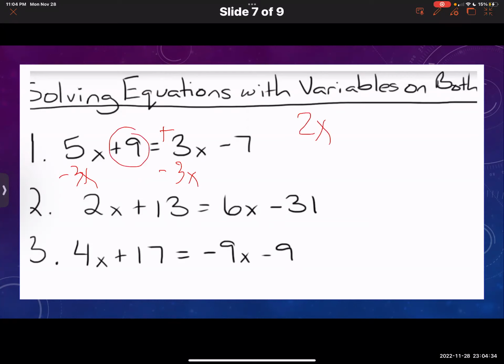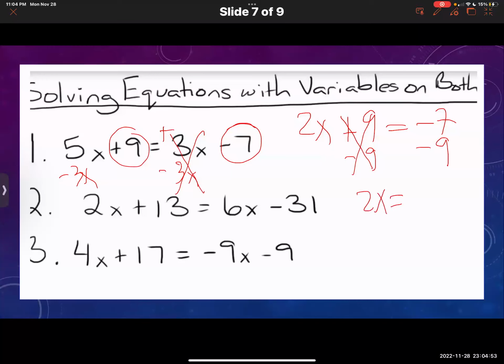The plus 9 is still there. Equals 3x went to the party. Minus 7 is there. Now I'm back to my old story. Negative 7 is going to have the party. 9 is going to come. Plus the opposite is minus. 2x stays.